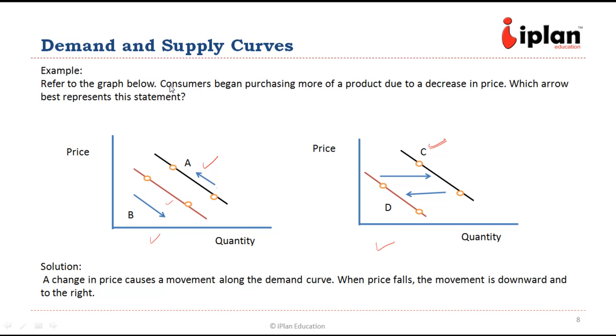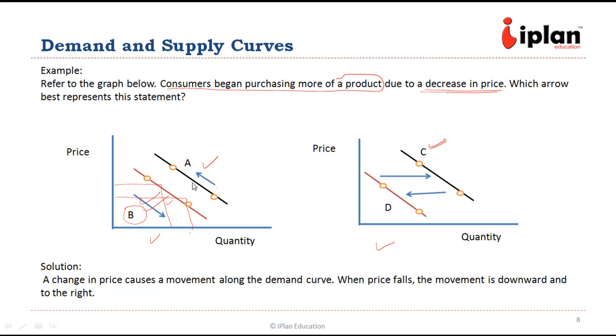Now let us look at the case. The question says, consumer began purchasing more of a product due to decrease in the price. So this is the typical case of change in quantity demanded, which is responding to a decrease in price. So it says if there is a decrease in price, we are moving along the curve downwards from this to this. So quantity demanded increases. So this was the case.